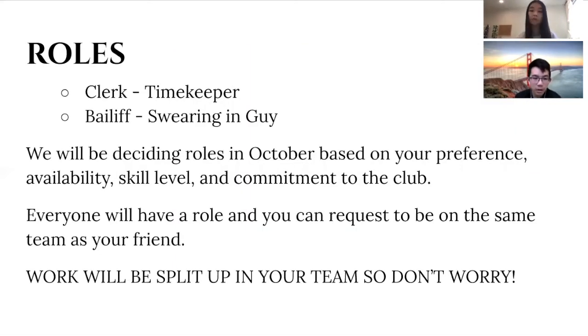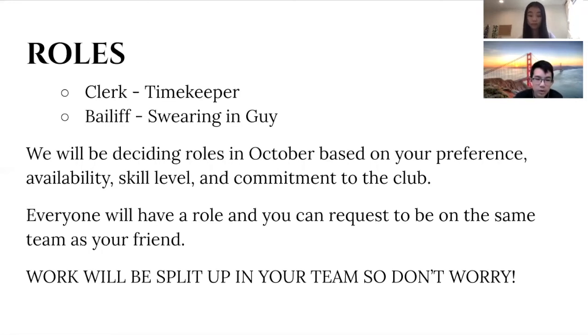Now, apart from the pretrial team, the prosecution and the defense teams, we also have clerks and bailiffs. Now, the clerk keeps time. So if a mock trial involves time limits for direct examinations, cross-examinations, opening and closing statements, and even pretrial arguments, the clerk ensures that no one goes past the time limit, and when someone is over the time limit, stops them and allows them to finish up their sentence.